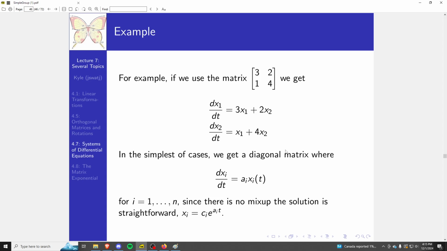So for example, if we use the matrix 3, 2, 1, 4, we would get the system, the derivative of x1 with respect to t is 3x1 plus 2x2, and the same for the bottom row. And in the simplest and best of cases, we would have a diagonal matrix in which all of the derivatives are literally just one term, right? That would be the best case scenario. And so the solution to that kind of system would literally be this, which is the generalized form of what we saw before. We saw it for one case, and then this would be for the system case.